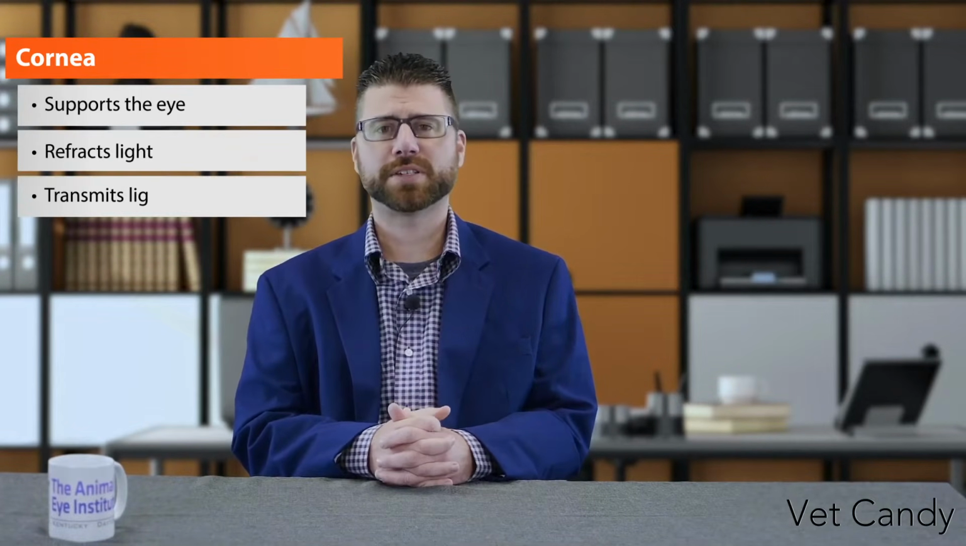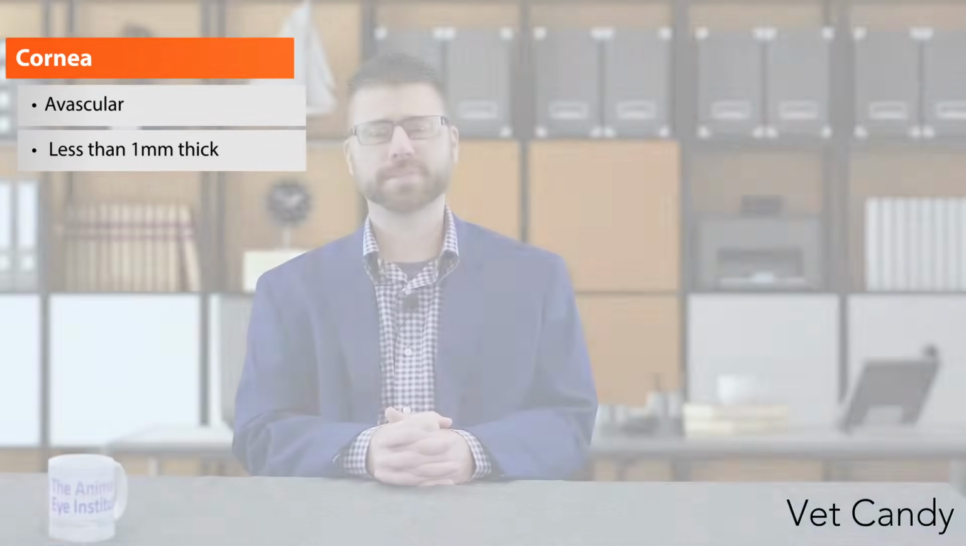As we talk about the cornea, we'll be talking about the epithelium, the stroma, Descemet's membrane, and the endothelium. And it's important to remember that the cornea is only about 0.5 to 0.6 millimeters thick. The cornea supports the internal contents of the eye. It refracts light and helps to transmit light. The aqueous humor and the tears supply its nourishment. It is an avascular structure in domestic species, and it's typically less than 1 millimeter thick.